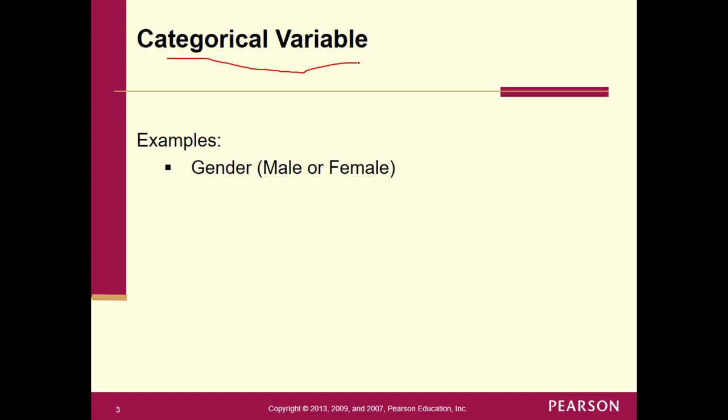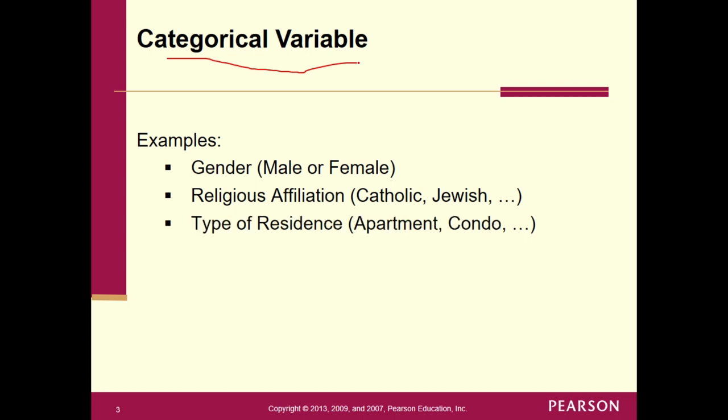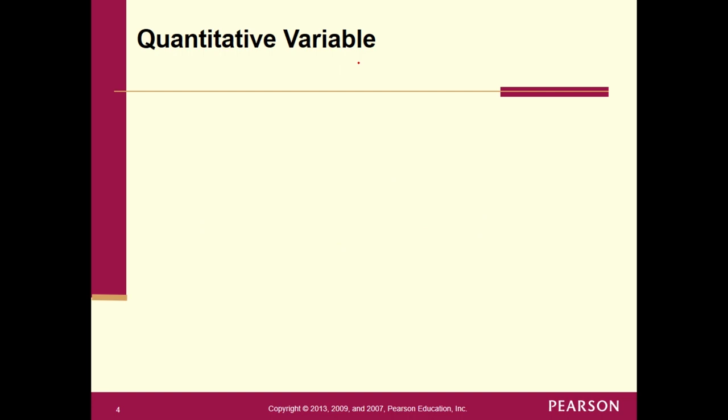So you got your gender. Then you got your religious affiliation, Catholic, Jewish, Protestant, whatever. Then you got types of residence, like where do they live? Do they live in an apartment, a condo, a house, in a dorm? Belief in the afterlife, yes or no? Notice yes and no are types of answers, which would be categorical. All right. How about quantitative?